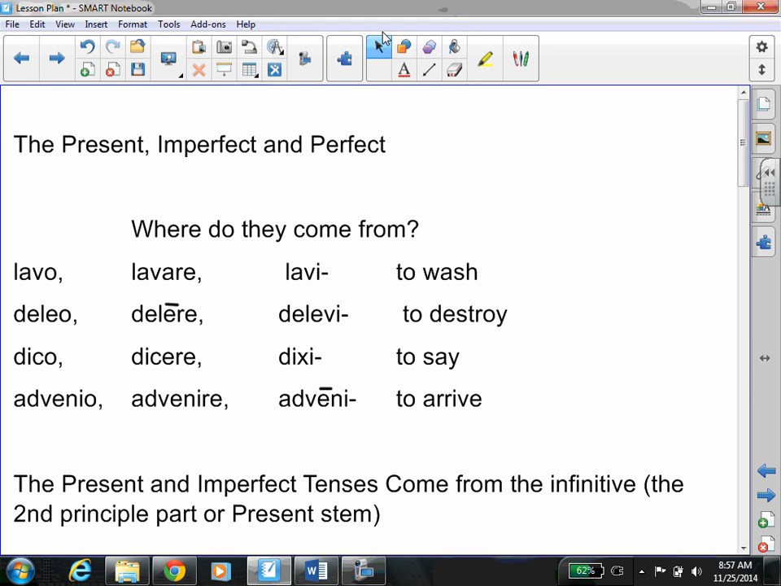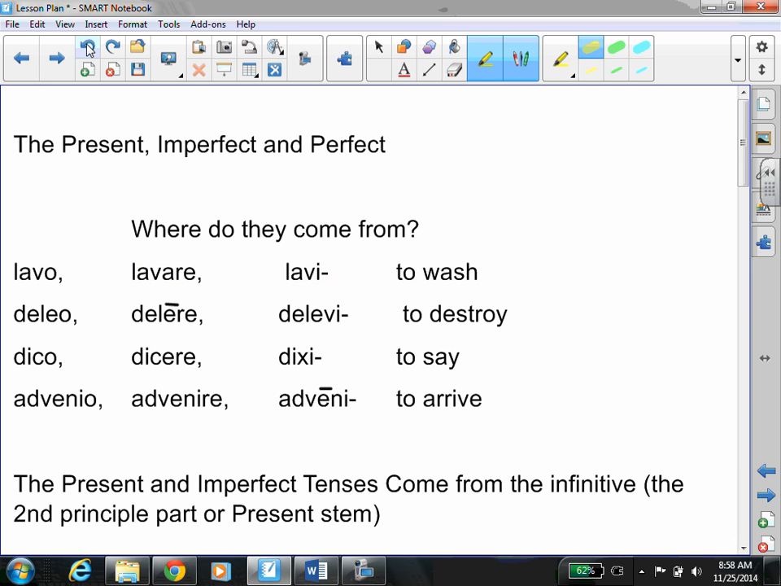This is the present, imperfect, and perfect tenses in Latin. The first question is, where do they come from? As you can see right here, I have several words that are listed in order. Lavi, lavare, lavi, and it means to wash.